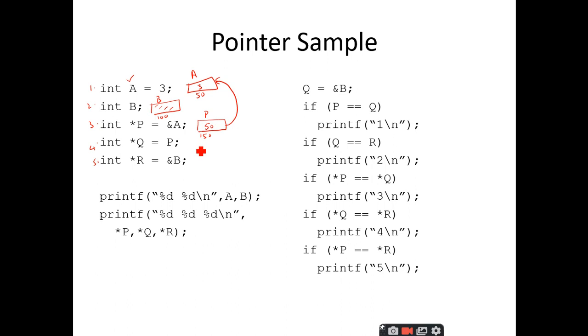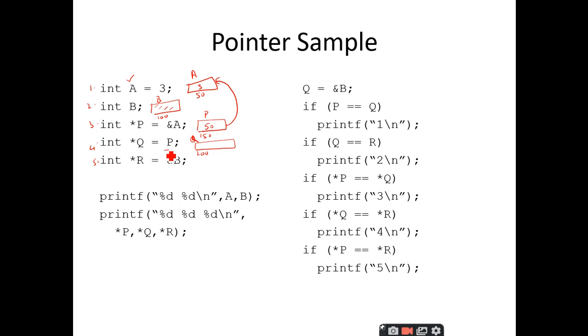Similarly, int *q = p. Assume that at base address 200 the memory is allocated for q, where q is an integer pointer, and what is the value that is assigned here? 50, sir. int *q = p. What is the value of p? 50, sir. 50 is correct, right?